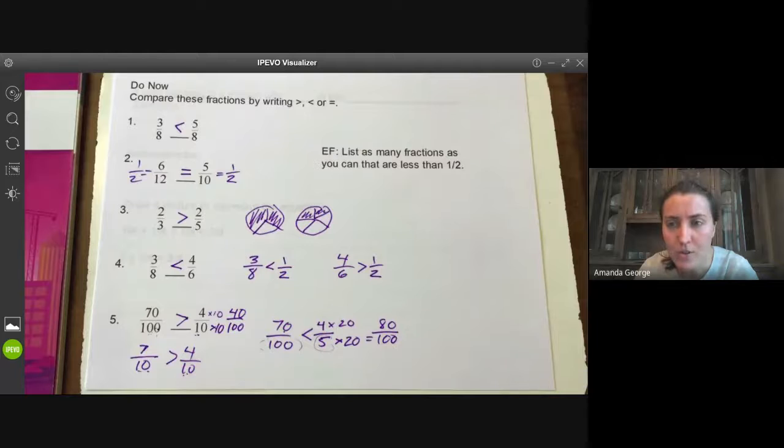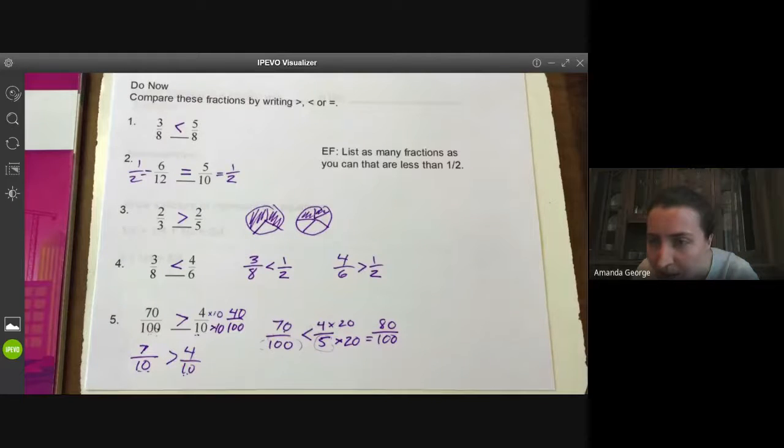Okay, just for fun, if you did the early finishers, hold it up on your screen so that we can see some of the endless possibilities you came up with for less than 1/2. Ooh, that's a big list, Sana. Oh my goodness. Yes, Gabby. You're muted.